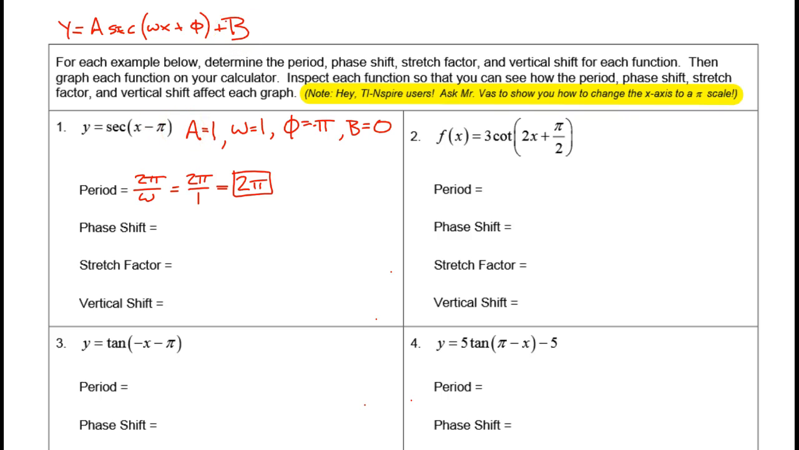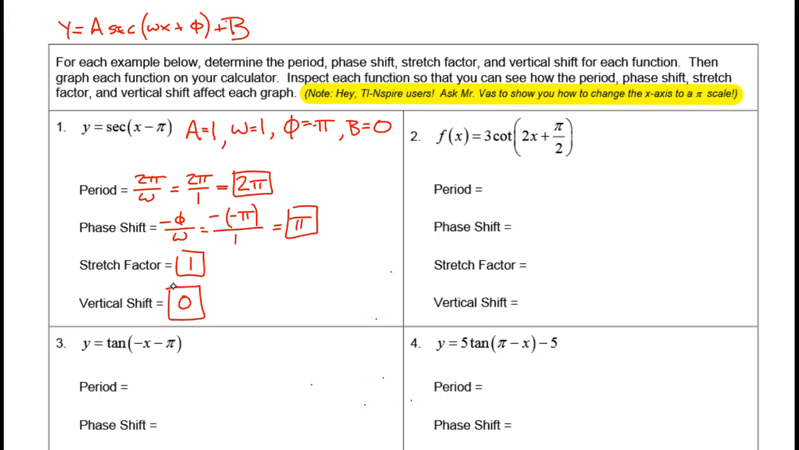Phase shift is equal to the opposite of phi over omega. So that would be the opposite of negative pi. Make sure you can see that. The opposite of negative pi divided by omega, or just plain old pi. So phase shift of pi means that this graph will be shifted pi units to the right. Pi units to the right. Stretch factor, A equals 1, vertical shift is 0.